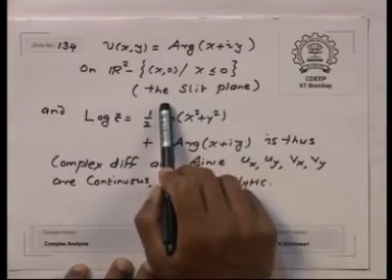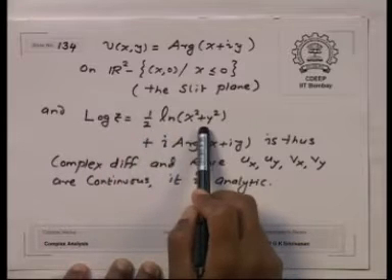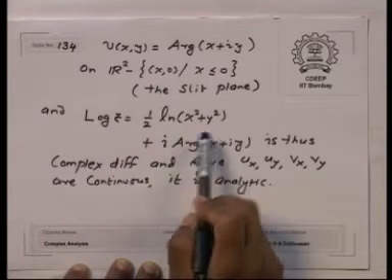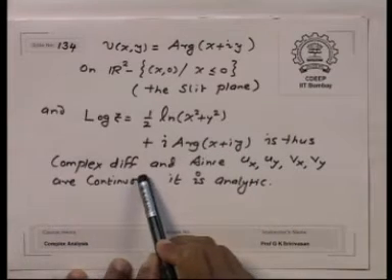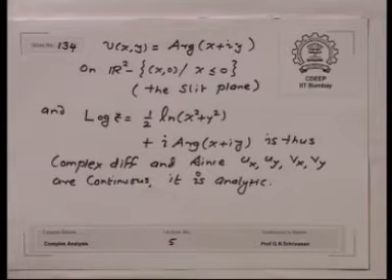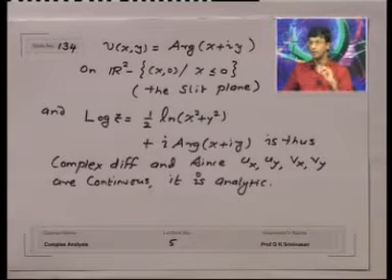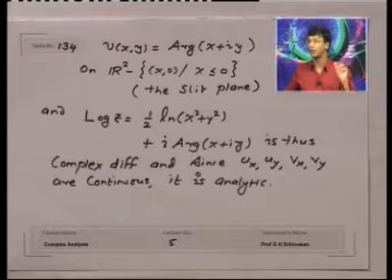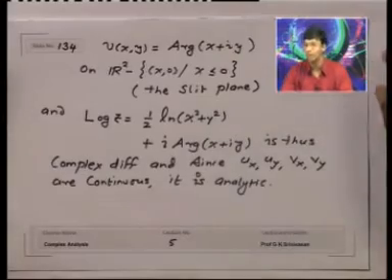I am going to call it the slit plane, and capital LOG, the real part, half ln (x squared plus y squared), plus i times capital Arg (x plus iy), is thus complex differentiable, and since the partials are all continuous, it is actually analytic. Our definition of analytic functions is that it should be complex differentiable and f prime should be continuous. The derivative should be continuous, correct? We will come back to this definition later. I will have to make some comments about this definition and how it deviates slightly from other standard definitions.